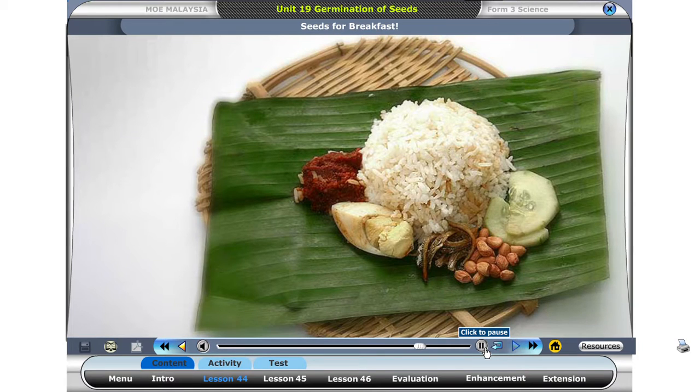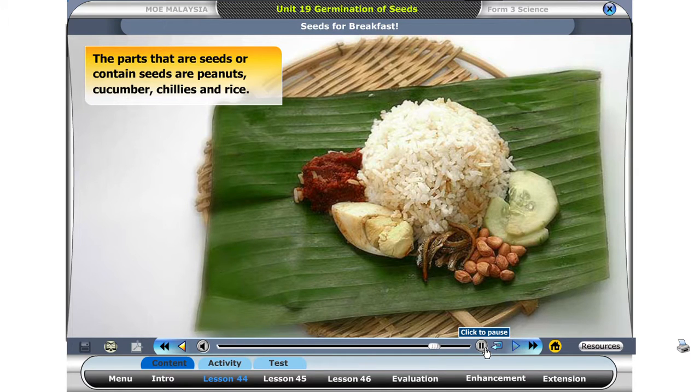Let's look at our favorite Malaysian breakfast again. The parts that are seeds or contain seeds are peanuts, cucumber, chilies, and rice. Did you get them right?